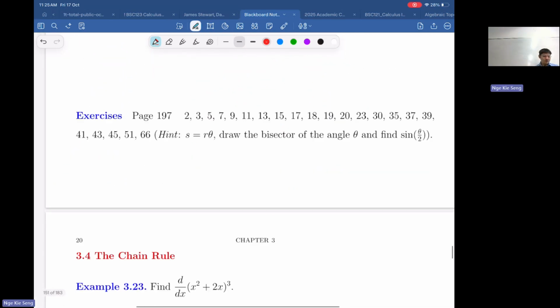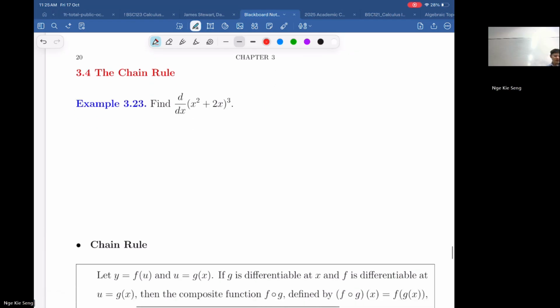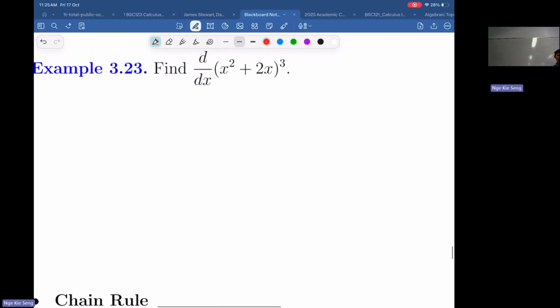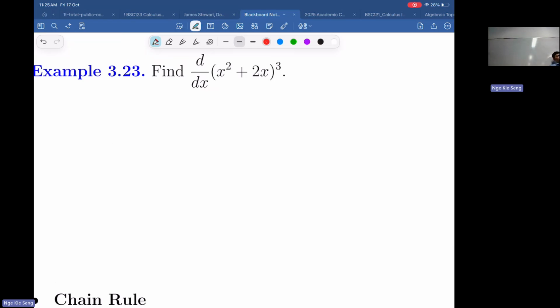Okay, we're gonna leave here. We're gonna go to chain rule. Okay, let's look at this example. Let's look at this example. What would you do at first place? Actually, there are multiple ways to do this. What's the first way you will do? Let me interview some of you.